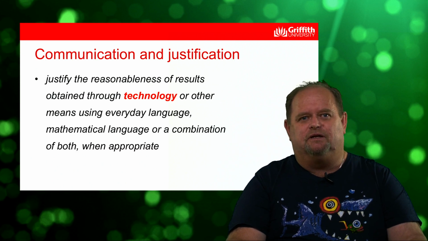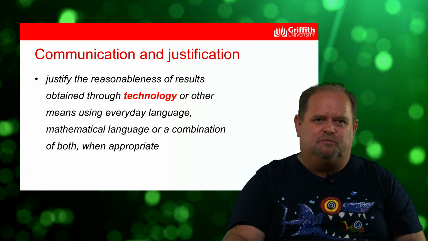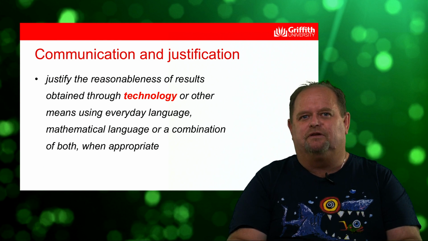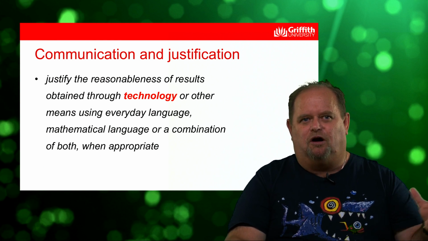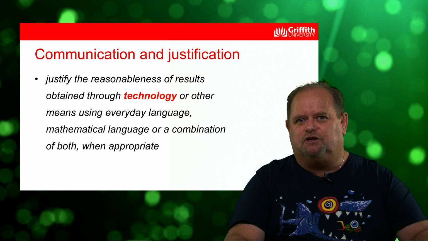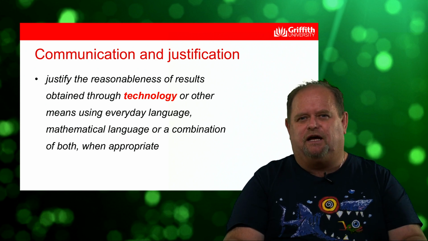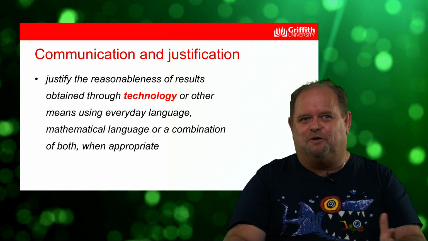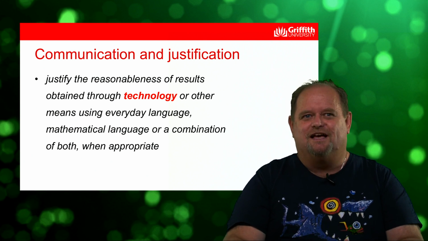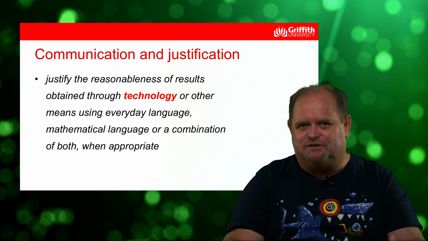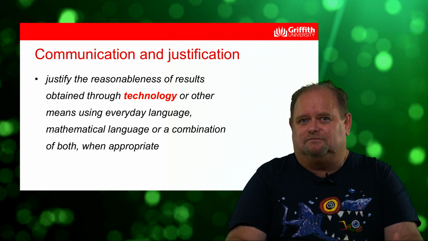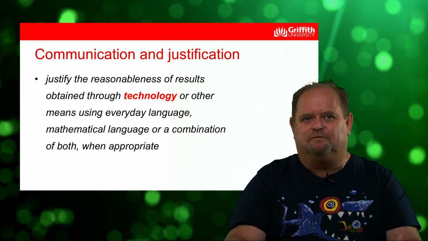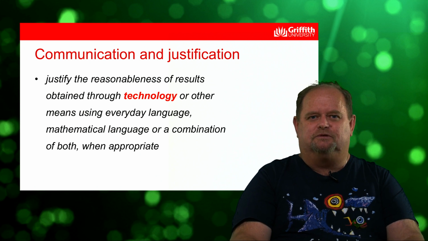The other one is communication and justification. The bullet point there is to justify the reasonableness of the results obtained from technology. If you're going to really analyse that, you'd say we've got to give them the opportunity to get results obtained from technology that they can then justify the reasonableness of. So it's actually mandatory for us to give the students that opportunity. And I think that's pretty important.